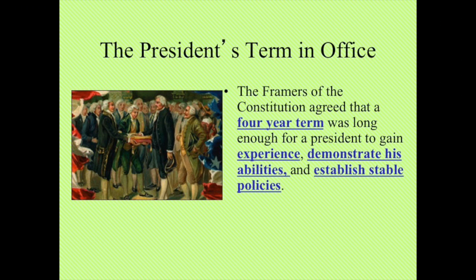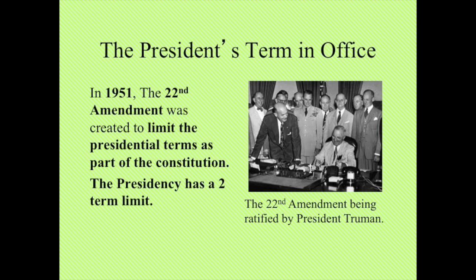If elected to the presidency, you have a 4-year term, meaning you keep that position for 4 years. The framers felt that this was long enough for someone to gain experience, demonstrate abilities, and to establish some stable policies. But we want to make sure that you can't rule forever. So, in 1951, the 22nd Amendment was created to limit the presidential terms as part of the Constitution. So, by 1951, the presidency was limited to two terms. Basically meaning 8 years.